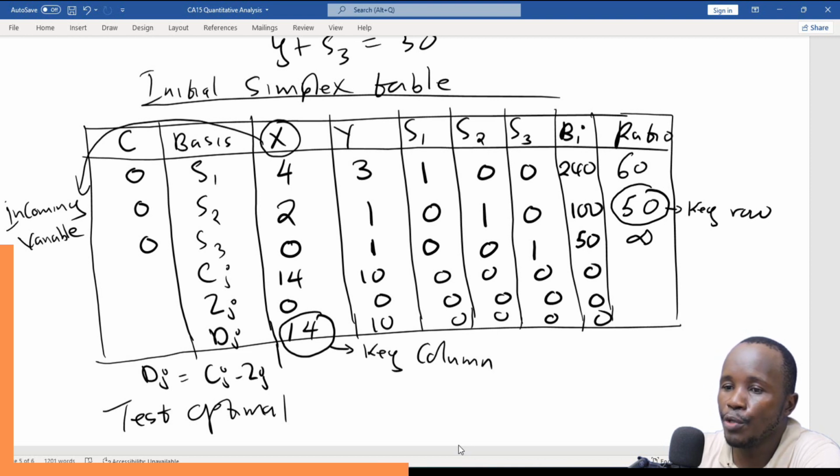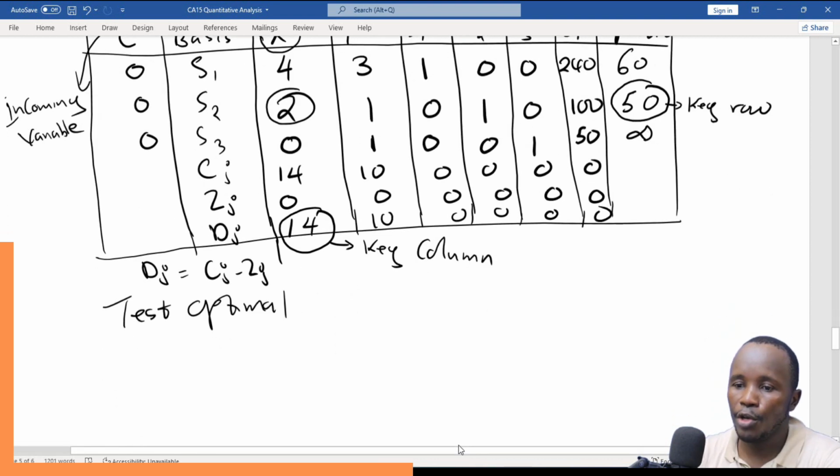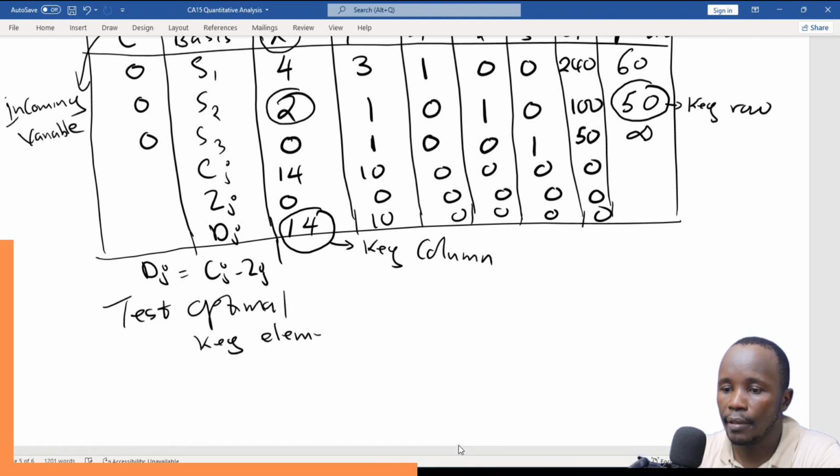And where they intersect here, they are going to give me the key element. Key element in this case is 2.